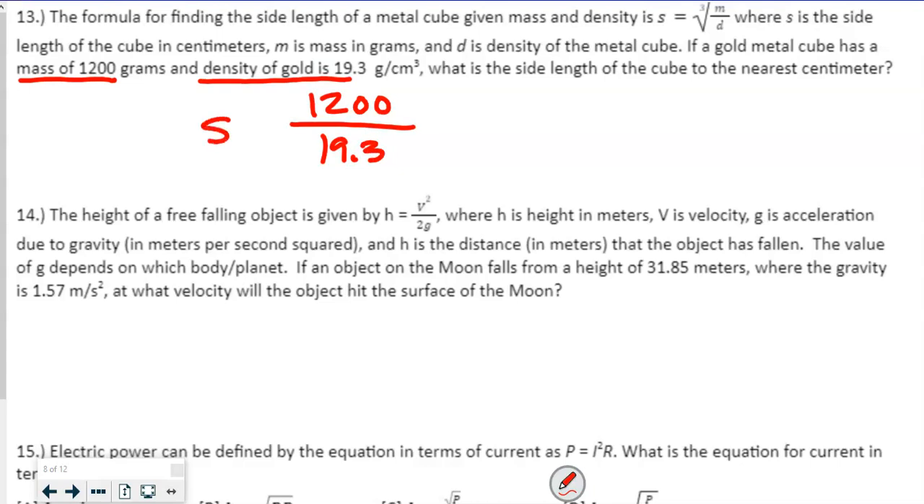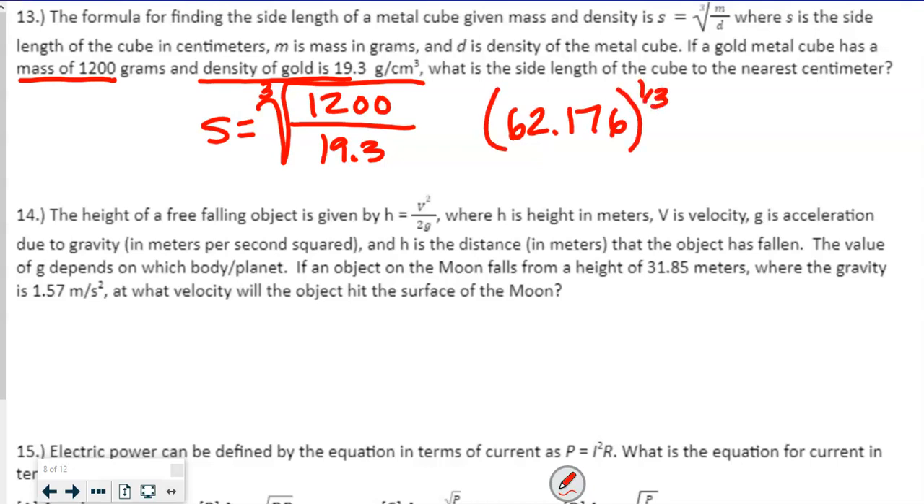So we're solving for S, right? So then we're going to take the cube root of this. So I'm going to find what is 1200 divided by 19.3. And when I did that, I got 62.176. And I would just leave this in my calculator and then take that to the 1/3 power. Why? Because the cube root is equal to the 1/3 power. So when I did that, I got 3.96, and it says to the nearest centimeter, right? So it's going to be 4 centimeters is your answer, okay?